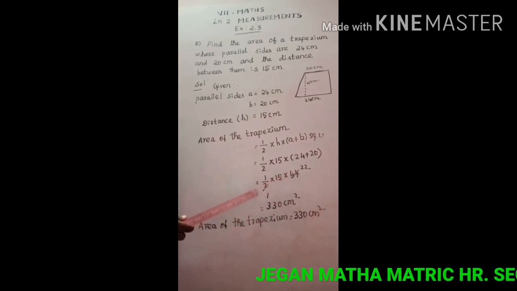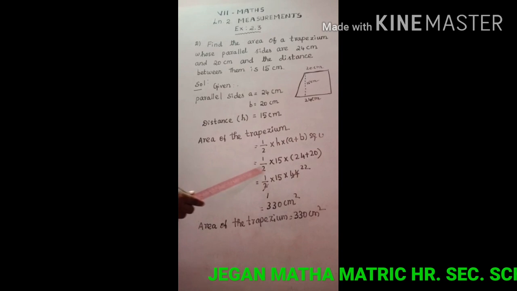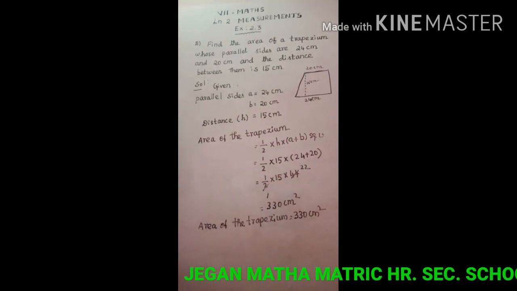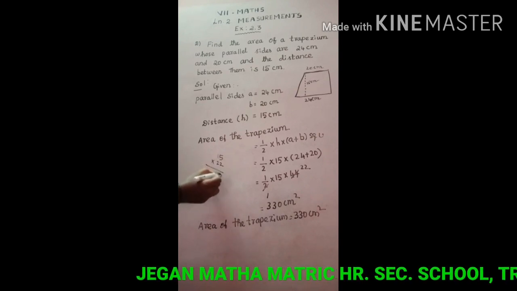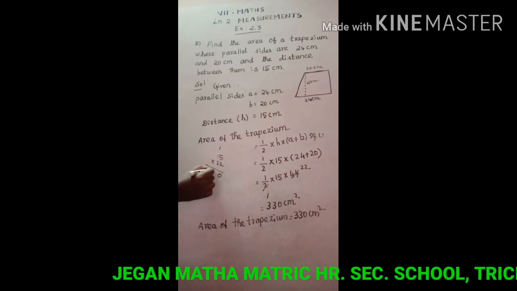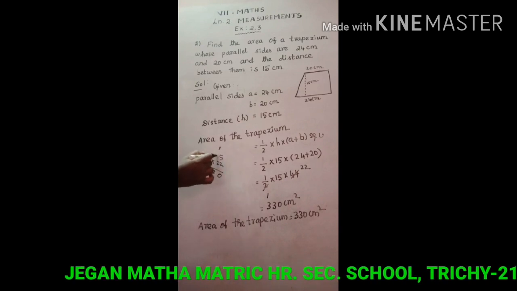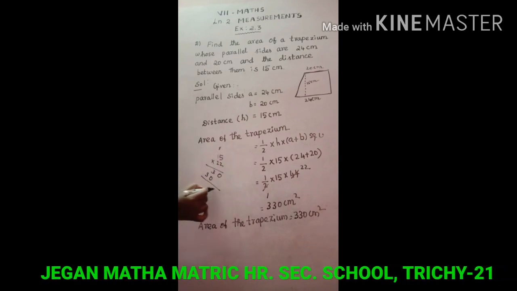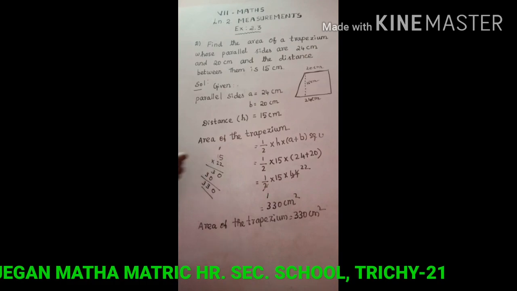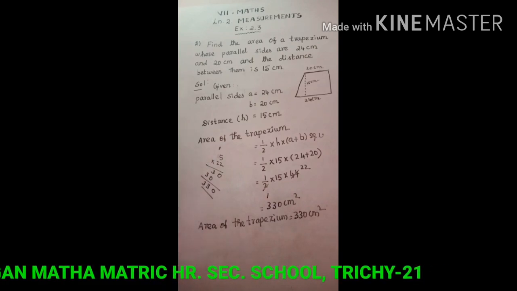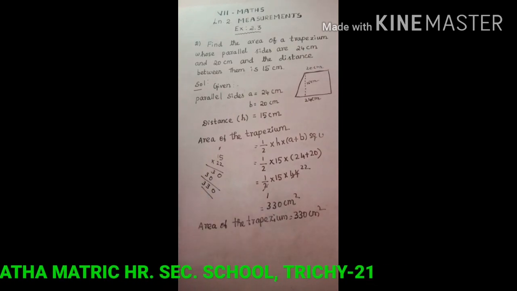Simplify in 2 table, 1 2s are 2, 22 2s are 44. Here we multiply 15 into 22. So 15 multiply with 22, 2 5s are 10, remainder 1, 2 1s are 2, 2 plus 1 is 3. Again 2 5s are 10, remainder 0, 1, 2 1s are 2. Adding now, we get 330. So 15 into 22, we have 330 centimeter square. So area of the trapezium is equal to 330 centimeter square.